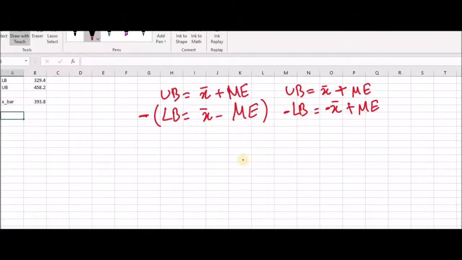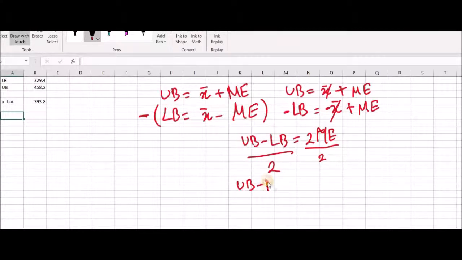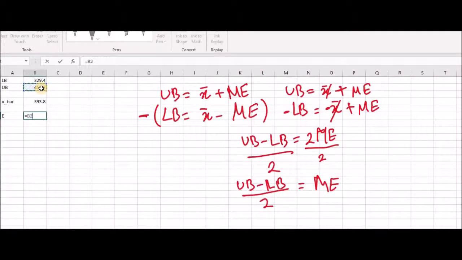So if I added those two together, I will have upper bound minus lower bound is equal to, this will cancel with that because they have opposite signs, and I will have 2 margin of error. Now I want 1 margin of error, so I will divide both equations by 2. I will have upper bound minus lower bound divided by 2 is equal to the margin of error. So basically the margin of error, or the error, is equal to the upper bound, let me put it between parentheses, the upper bound minus the lower bound, and then divide everything by 2. So the margin of error is this one.